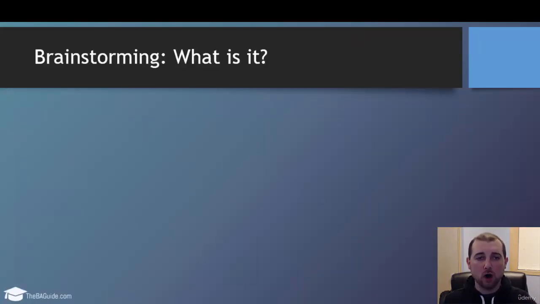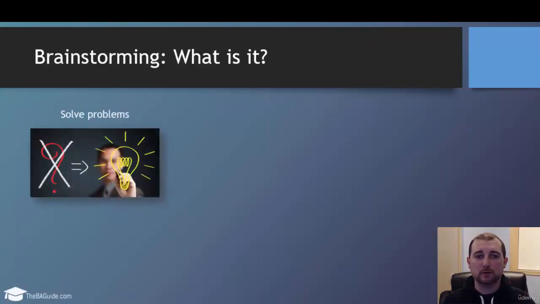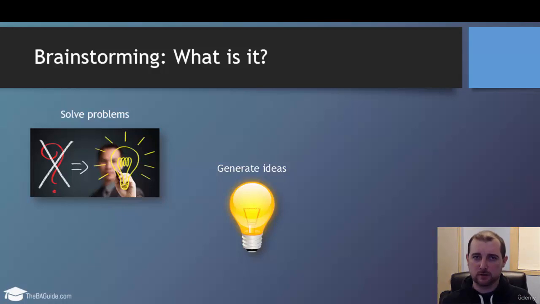So brainstorming is all about solving problems. You can use brainstorming to help solve an existing problem that you have. That could be a problem really early on in the project, in the middle of the project, or in the end. It could also be to generate ideas. And that's the common perception that a lot of people have. They utilize brainstorming to generate thoughts and ideas.